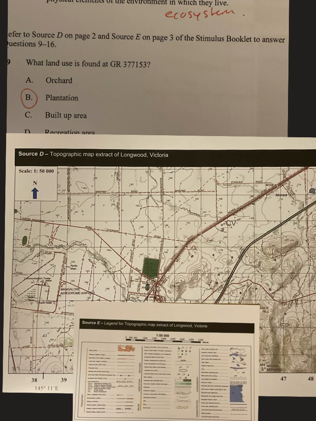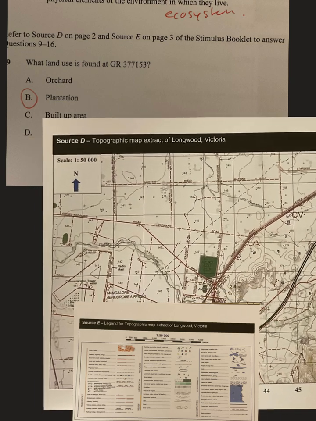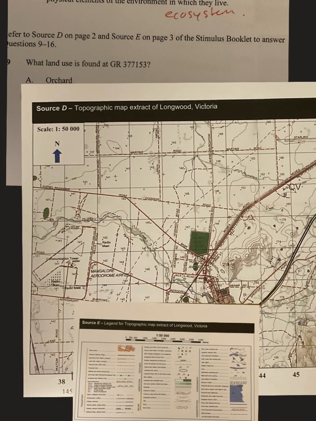This one probably needed you to get your little microscope out, but if you look at 377153, I'm going to go here. 37.7 is about here, so do a really rough line up. 1.5 is here, so 153 is probably here.